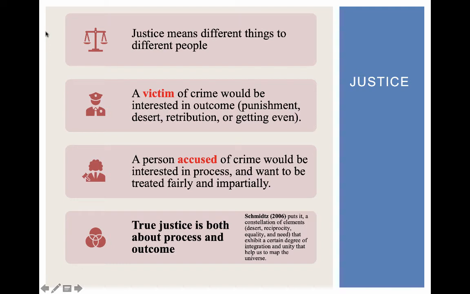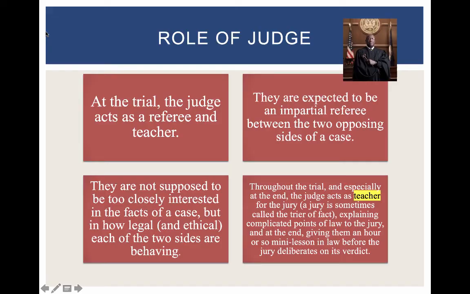A victim of crime would be interested in the outcome. For example, if somebody had been robbed, or if somebody driving drunk had hit them in a car and they had been paralyzed, they might be interested in getting even. Whereas a person accused of a crime might want to be treated fairly and impartially. So true justice is about both process and outcome.